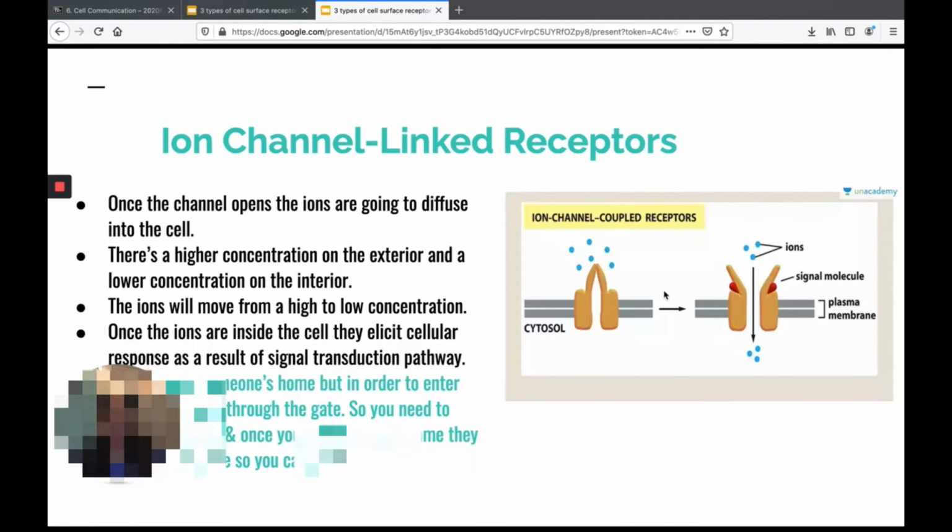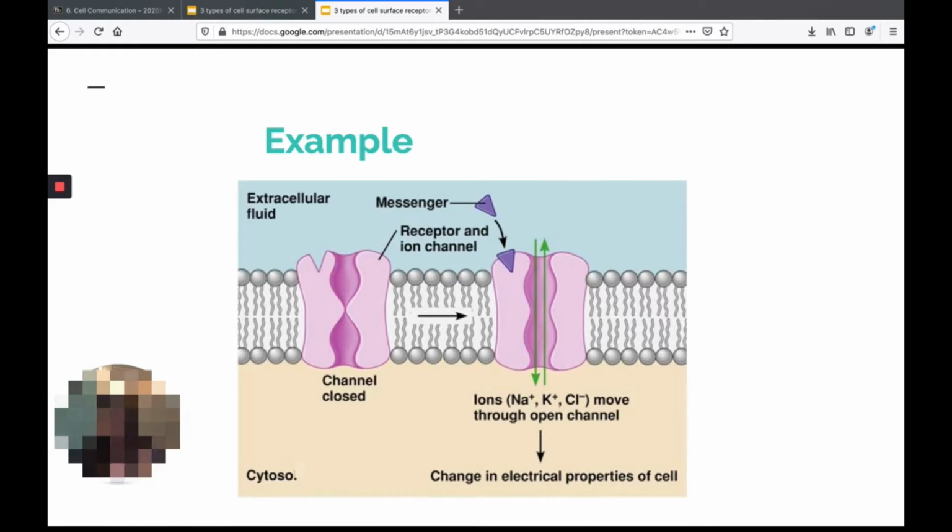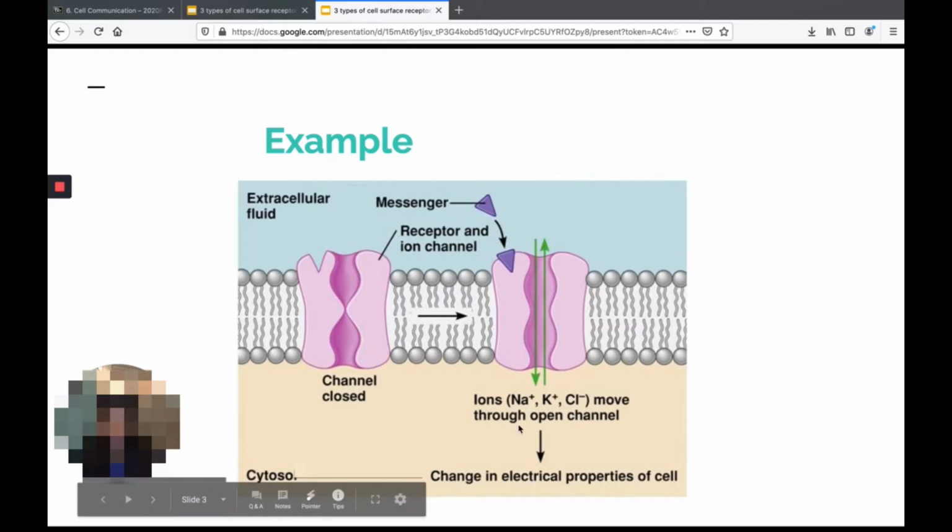The ions will not be able to go inside or through the plasma membrane if it's not with the signaling molecule or the ligand. Examples of this are sodium, calcium, magnesium, hydrogen. All of these go through this. As you can tell here, the extracellular fluid is, like we said, in a higher concentration. So the ions' goal is to go through the plasma membrane so that they can be in a lower concentration.